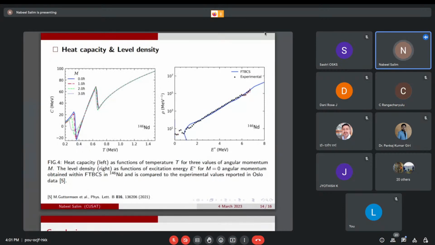In the next slide, we have the heat capacity and level density. Similarly, as before, the heat capacity also shows a phase transition as the proton and neutron pairing vanishes. In the case of level density, we have compared it with the experimental value reported in the Oslo data, and we can see that the theoretical and experimental values correlate with each other.